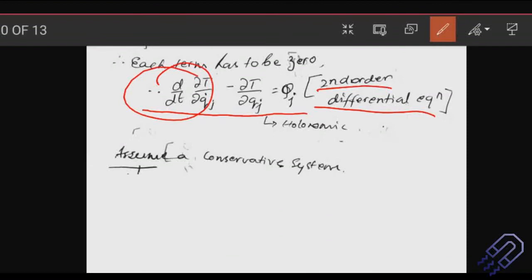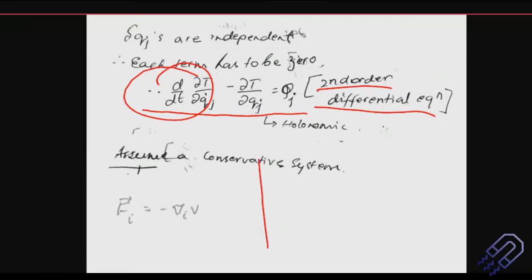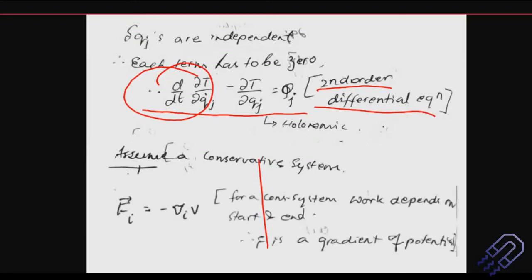What we will do now is consider a conservative system. For a conservative system, we know that the work done depends only on the start and the end, and does not depend on the path that it follows. And if you remember the ideas that you developed between force and potential from your class 12 onwards, force is directly related with potential.